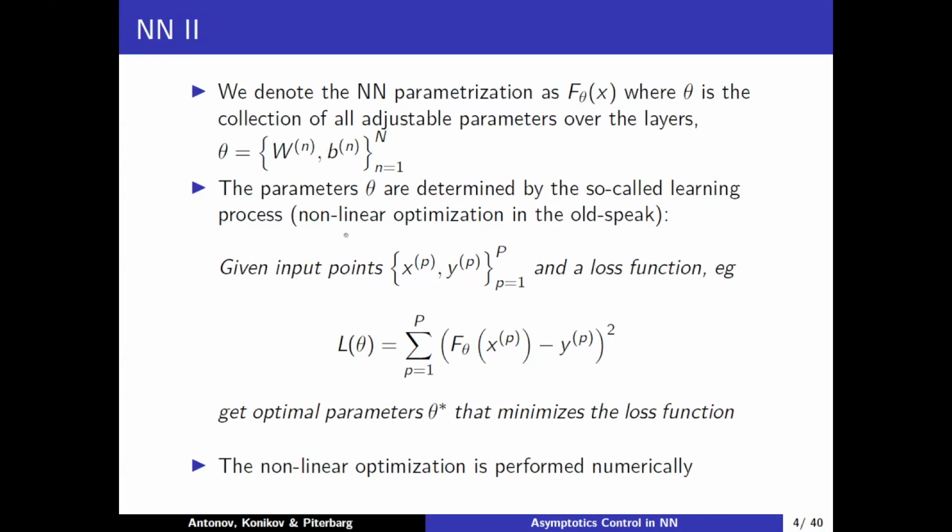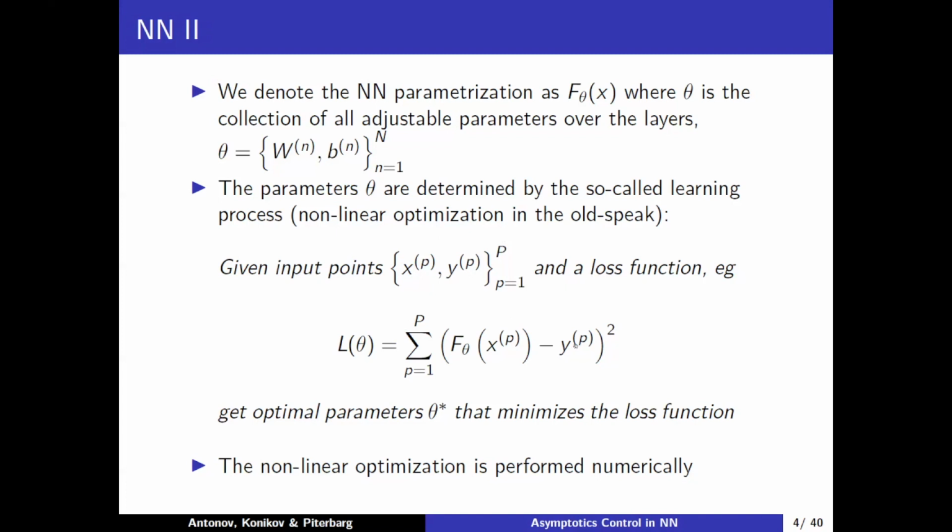In quant slang, it's just optimization. So given the points x of p, p rounds for paths, and y of p, this is our answer, for p going from 1 to a little p, which can be several thousand, several million, several billion, and so on. And a loss function, for example, can be a simple sum of the squares of the difference between the neural network and the output value.